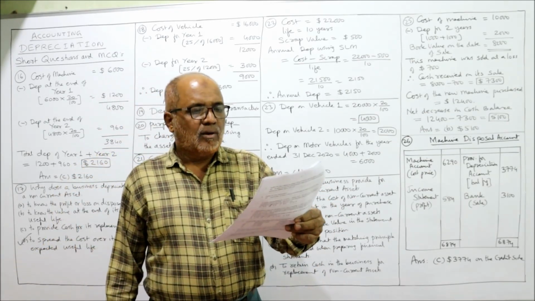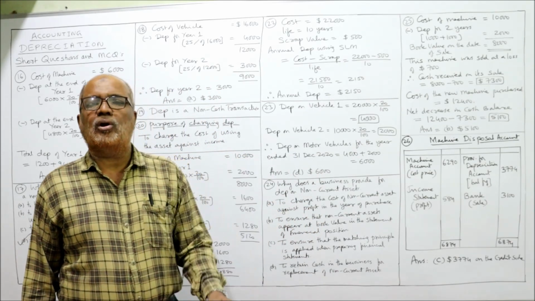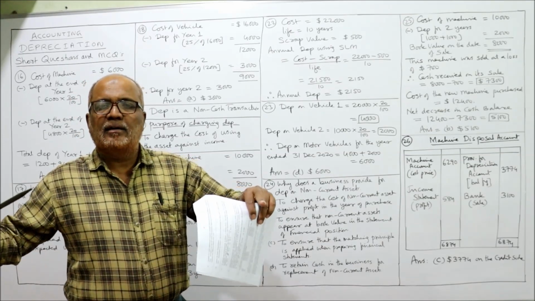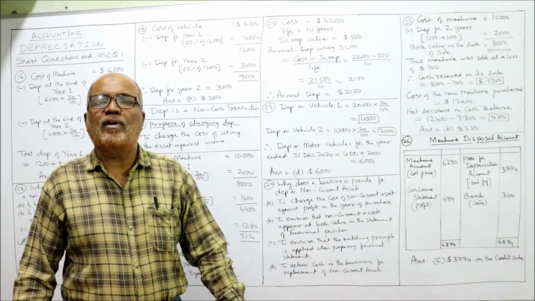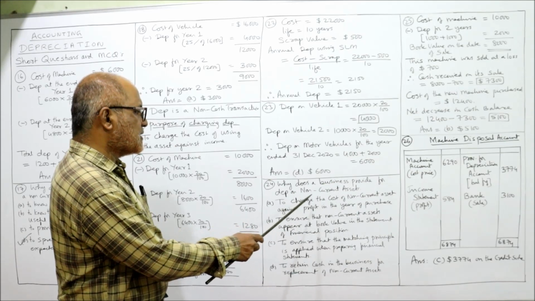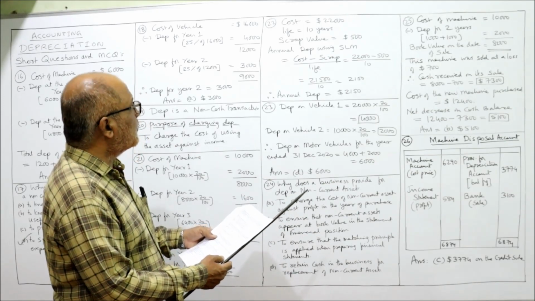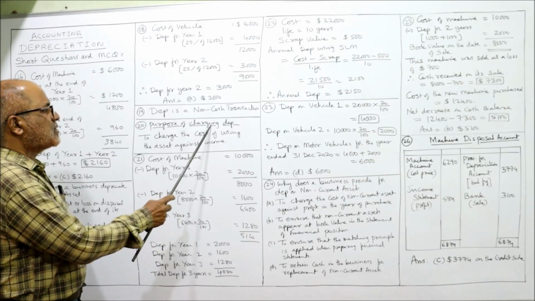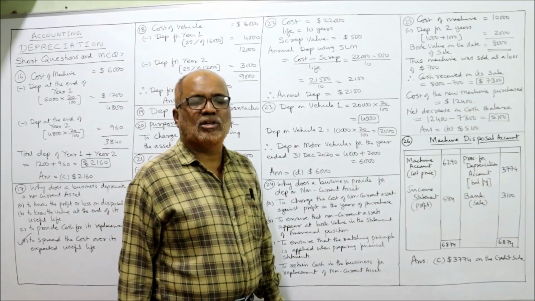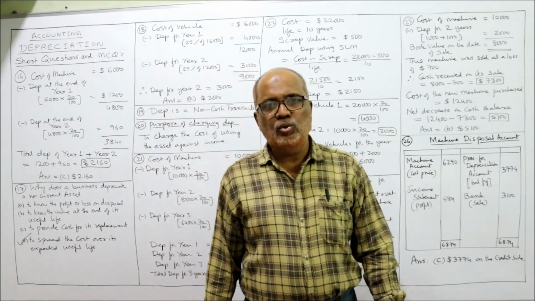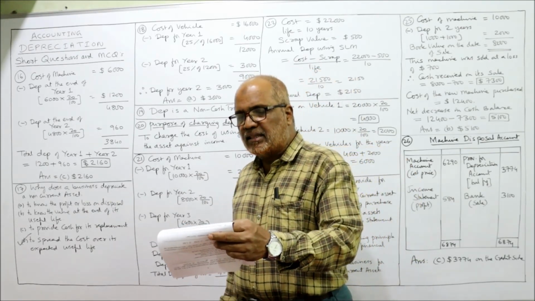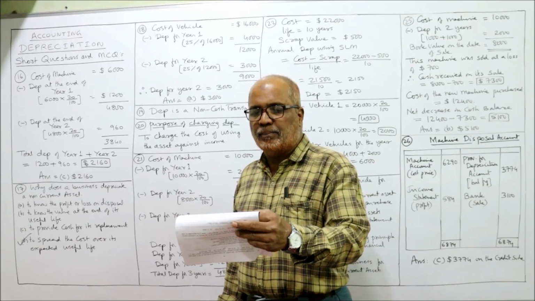Next, the 20th. What is the purpose of charging depreciation on a non-current asset? Just now I told you. The purpose of charging depreciation is to spread the cost of the asset over its useful life. So here you can see, why does a business provide depreciation? Problem number 20: the purpose of charging depreciation is to charge the cost of using the asset against income. Next, the 21st. A machine is bought for $10,000 and depreciation is to be charged at 20%.